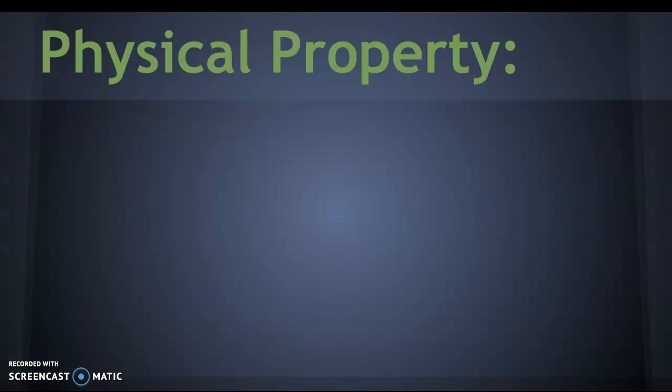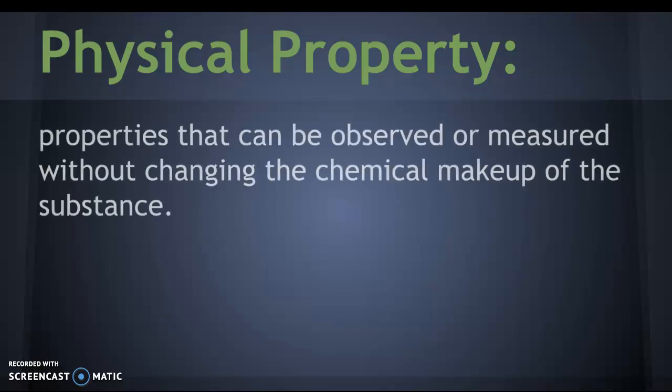The first term in your notebook is physical property. Physical property is defined as properties that can be observed or measured without changing the chemical makeup of the substance. Let's think about that for a moment. Somewhere in science you should have learned the difference between a physical change and a chemical change. What is something you remember about physical change? A physical change occurs when matter changes shape, size, or state, like solid, liquid, or gas. That means that the object doesn't change what it is made up of. It simply changes how it looks.